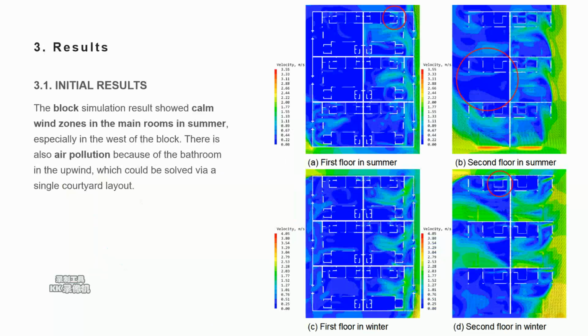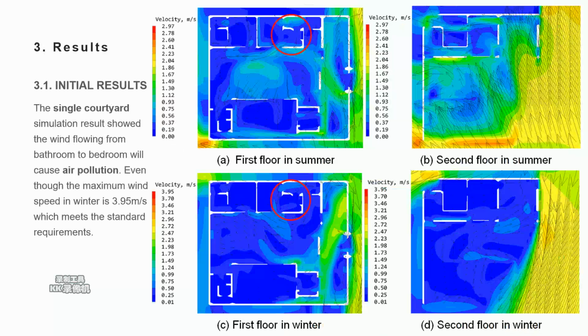So for the block, the simulation result shows calm wind zones in the main rooms in summer, especially in the west of the block. There is also air pollution because of the bathroom in the upwind position, which could be solved via a single courtyard layout. And for the single courtyard, the simulation result shows the wind flowing from bathroom to bedroom will cause air pollution, even though the maximum wind speed in winter is 3.95 meters per second, which meets the standard requirements.